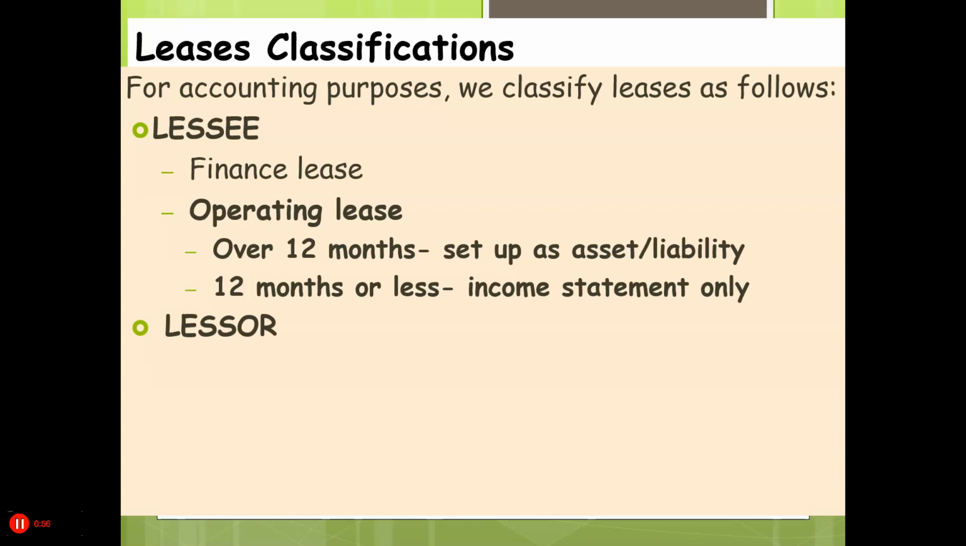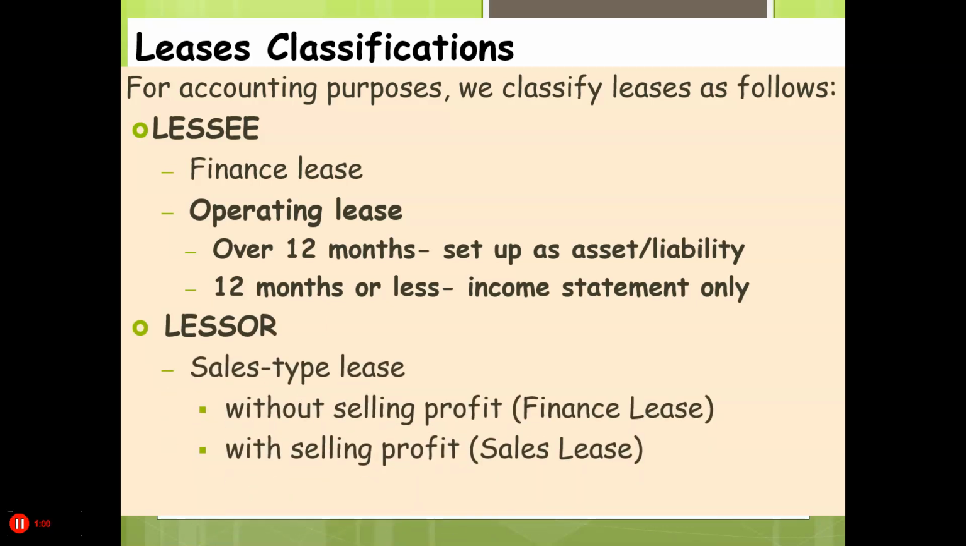Now, for the lessor, there is a sales type lease. Without selling profit, it's a finance lease; with selling profit, it's a sales type lease. And they also have an operating lease. In this section, we're going to go through operating leases for both the lessee and the lessor.